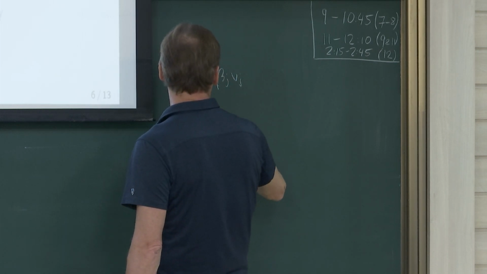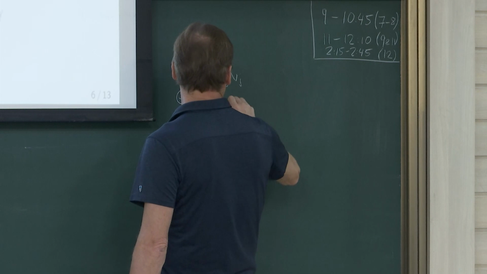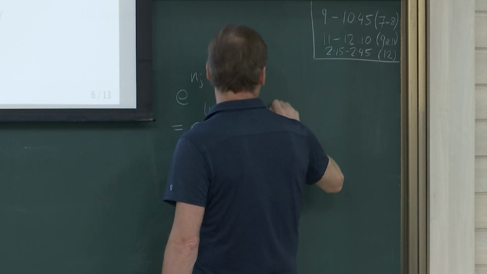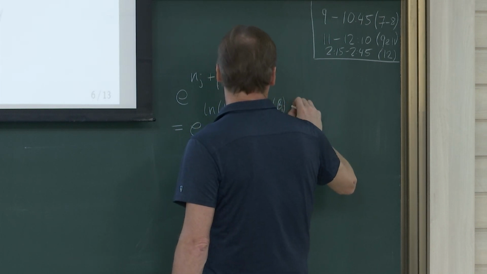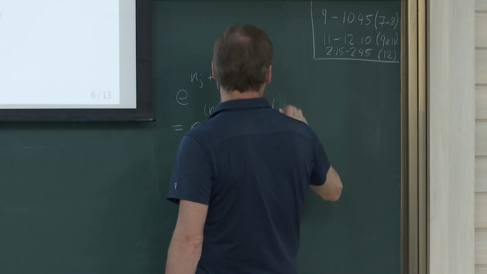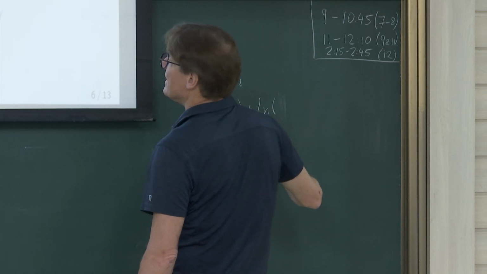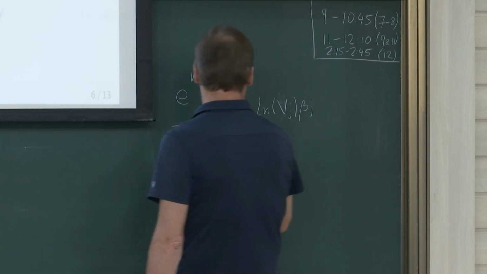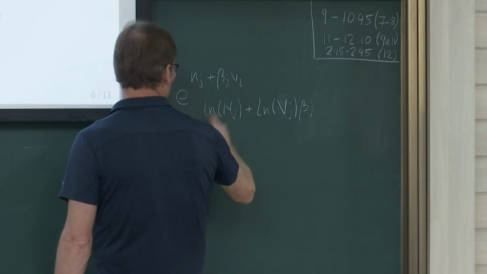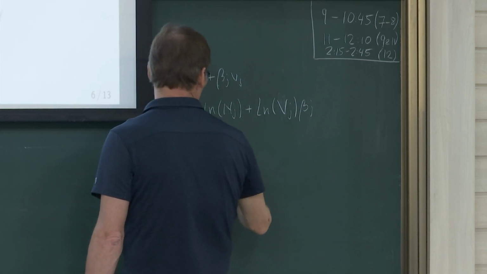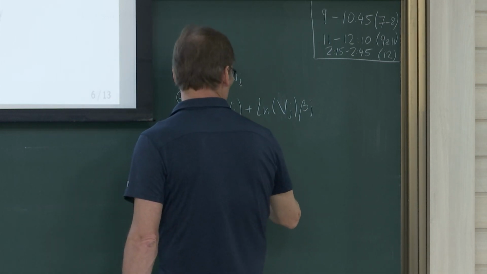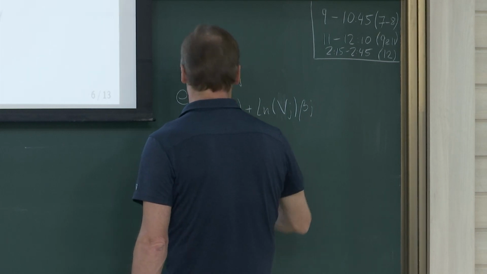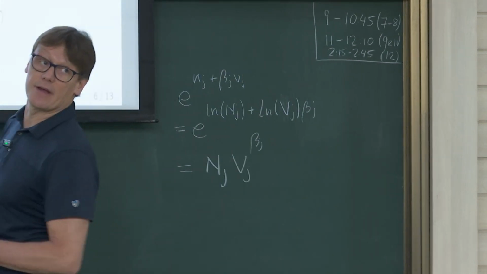That's the same as e to the natural logarithm of capital N_j plus the natural logarithm of v_j times beta_j. And so that just turns out to be n_j. Then you have to remember that the plus becomes a multiplication and the beta_j becomes an exponent. So that's exactly the expression that you had there before.